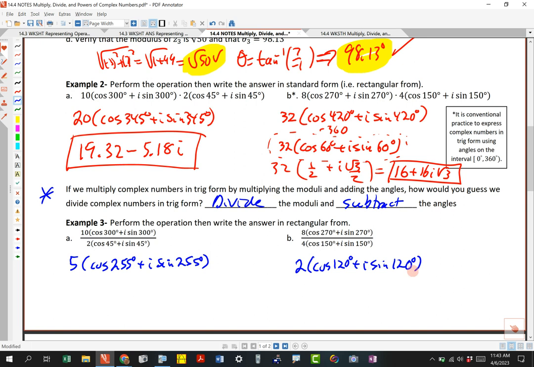So we didn't have a geometric way to represent that when we covered this yesterday. Now we do. You can visualize how this would happen. Now on this one, it does say change this to rectangular form. I'm not going to make you do that on this one just for time, but we would just do 5 cosine 255 for the real part, and then 5i sine 255 for the imaginary part.